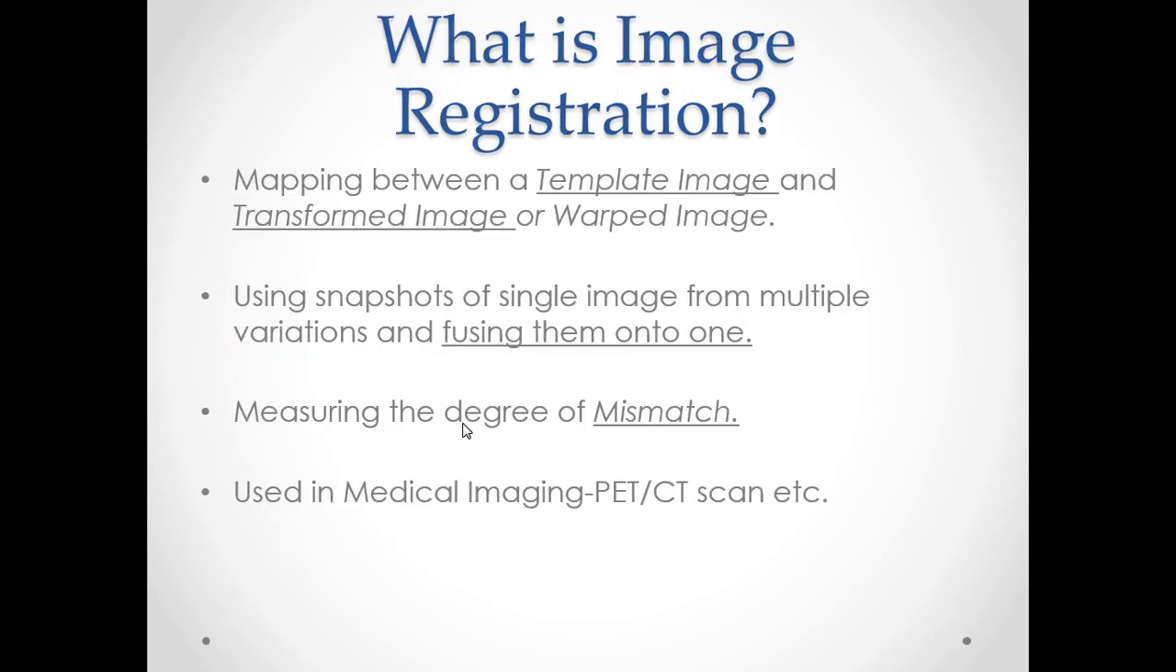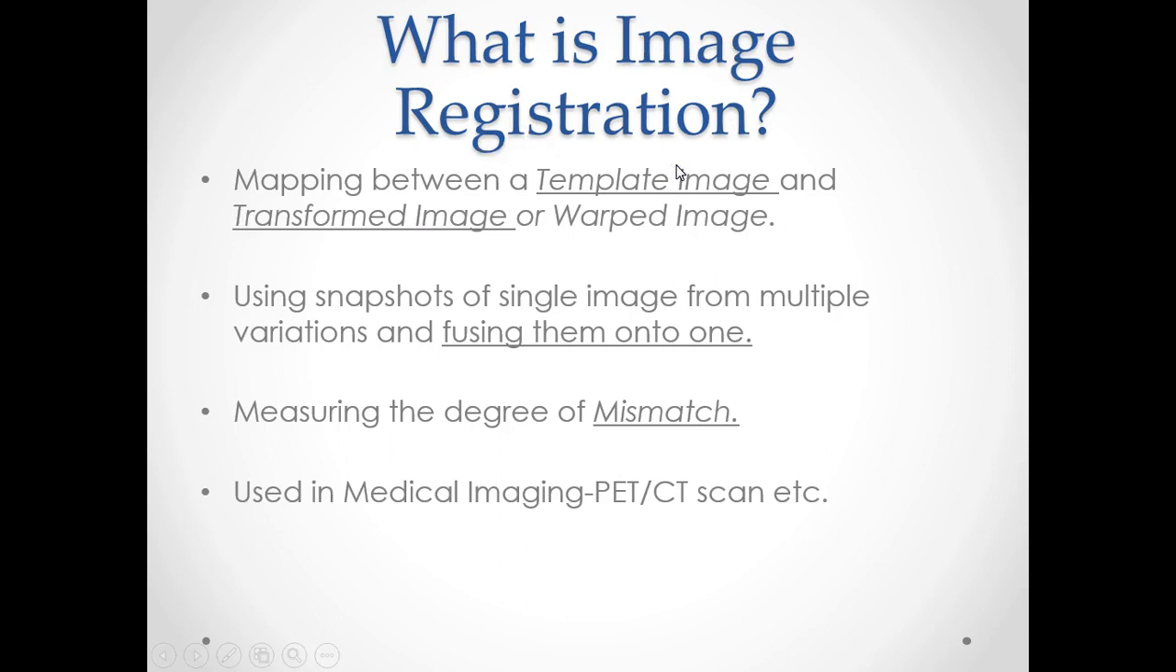Now, what is image registration? Image registration is a process of transforming different sets of data into one coordinate system. For example, if you have a template image and a transformed image, we can see that there is a mapping of every point in the template image to the transformed image. This mapping is called image registration.